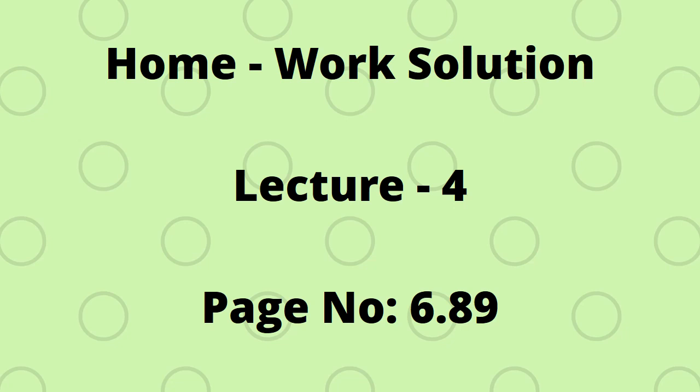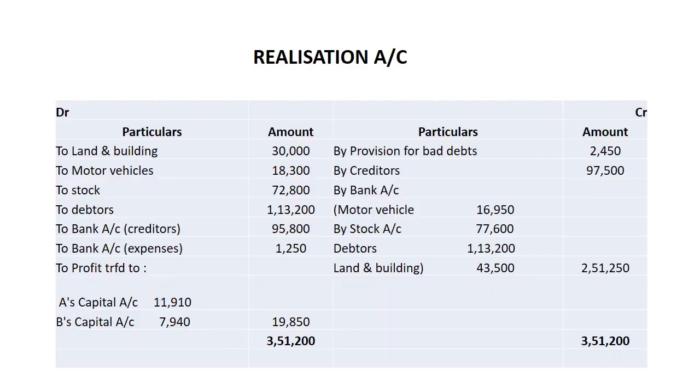Now it is the homework solution of lecture number 4, page number 6.89. Open your book at page number 6.89. It is the solution of question number 4. Now see, the amounts have been transferred from the balance sheet to the realization account. All assets except cash are written on the debit side of the realization account, and all the liabilities are written on the credit side.